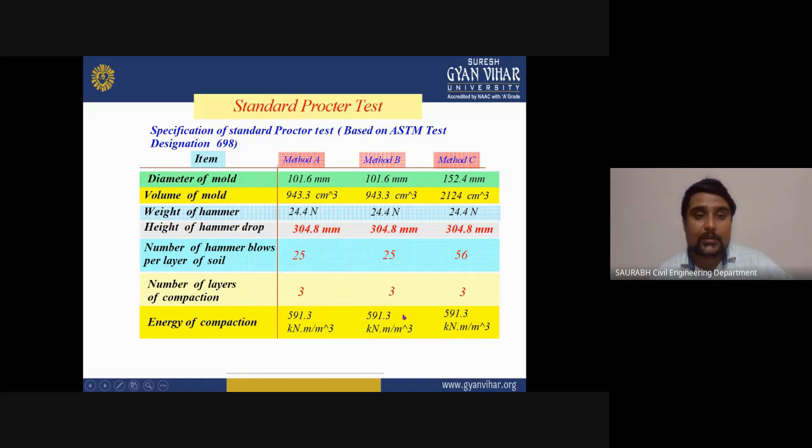And there is the diameter of the mold which is given here, volume of mold, volume of hammer, height of hammer drop, number of hammer blows, and the number of layers of soil. And these things you have to remember always for doing this test.